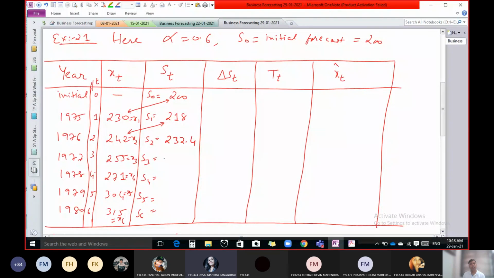232.4. Correct. Now, if you want to calculate this, what do we have to do in the calculator? 255 minus 232.4 into 0.6 plus 232.4. Tell me the value. 245.96. Correct. Now see how to calculate this.